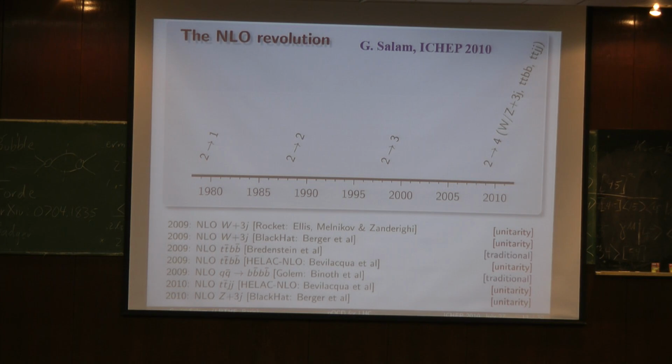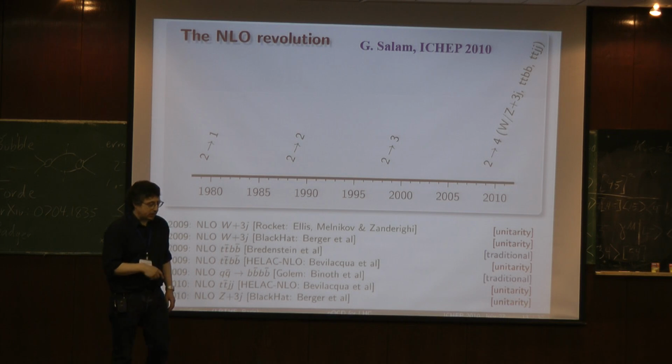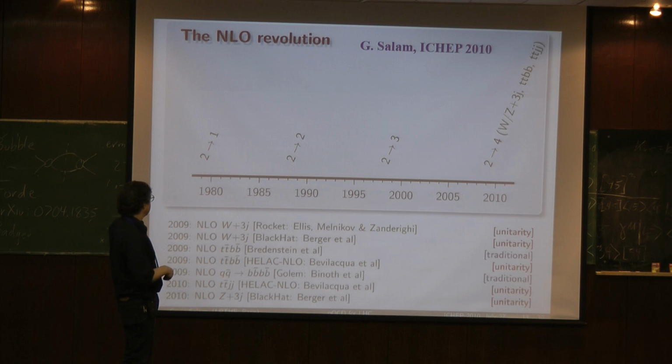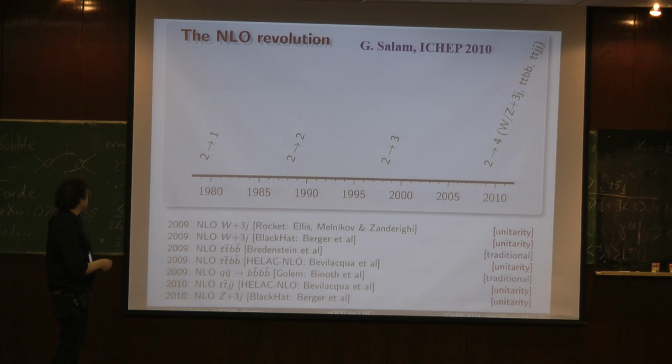Actually, here's a transparency I stole. This is from Gavin Salam at the ICHEP meeting. That's the big experimental meeting, and he's talking about a QCD revolution. Actually, for this transparency, it's pretty hard to see what the revolution is. So you might be kind of amused. How long does it take people to add one more leg? And the answer is about 1 decade.